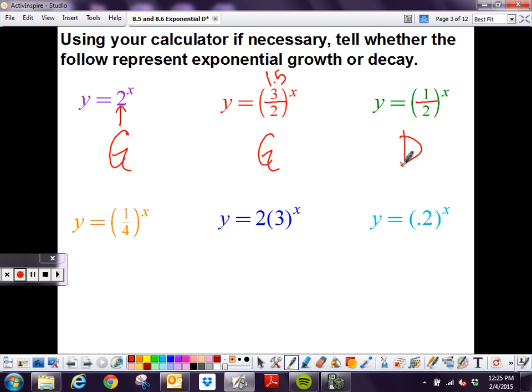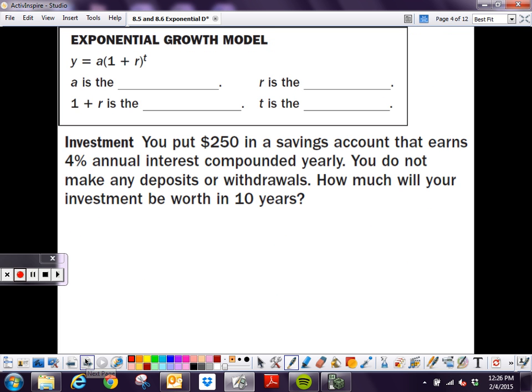Now 1/2, that is less than 1, so that would be decay. This next one, 1/4, that's also less than 1, so that is decay. 2 to the 3, that's the number we're concerned about here. That is bigger than 1, so that is growth. And then this next one, 0.2, that's less than 1. So that one is decay. So we talked about that last time. If you were absent last time, you probably have no idea what I'm talking about.